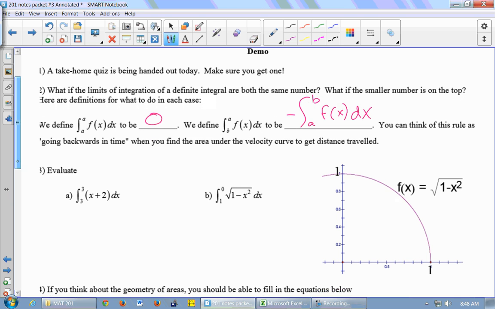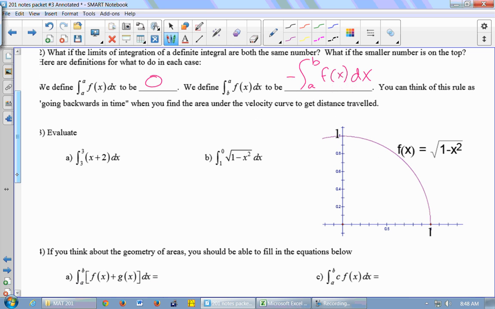All right, so a couple quick examples. What's the integral from 3 to 3 of x plus 2 dx? 0. Don't even have to do any calculations. All right, the integral from 1 to 0 of radical 1 minus x squared dx. And there's a picture here to go with it to help you find that area.